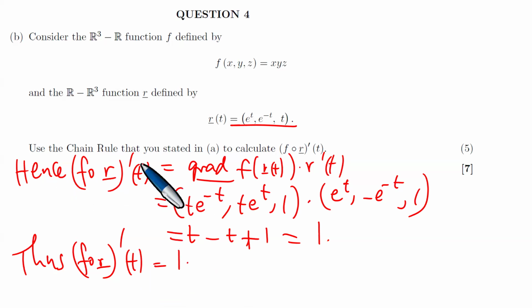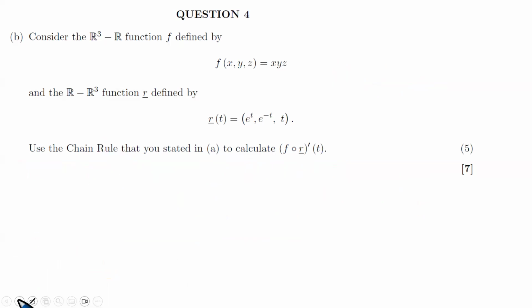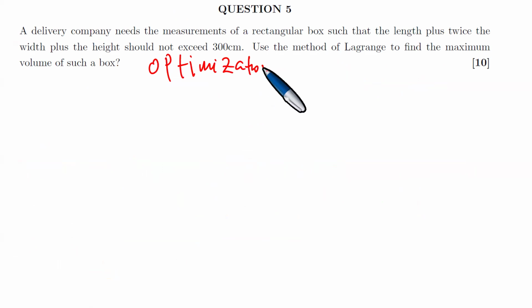So we used the chain rule to find the derivative of this composition, and we found that the derivative is 1. Just take note of how we used the chain rule here. This is recorded, so you have a chance to watch this replay. All right, the next thing, we are moving to Lagrange. You must also learn optimization. Optimization is a very important part of this module, so it's something you need to understand.